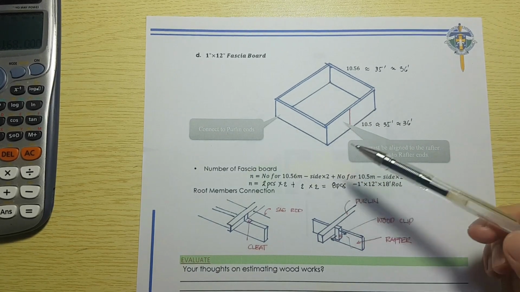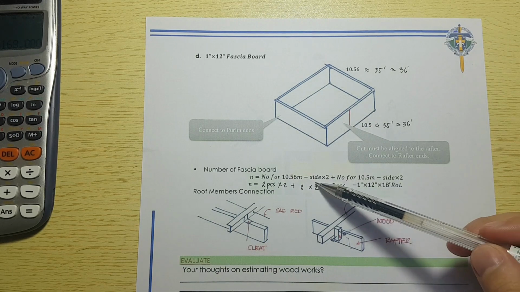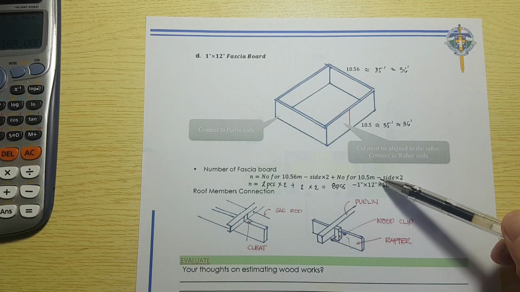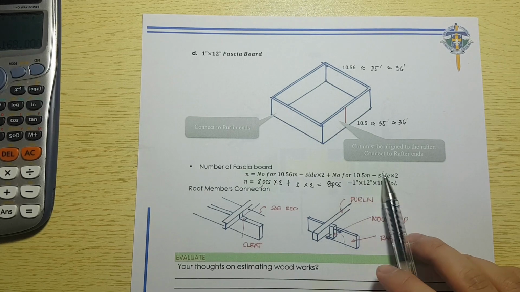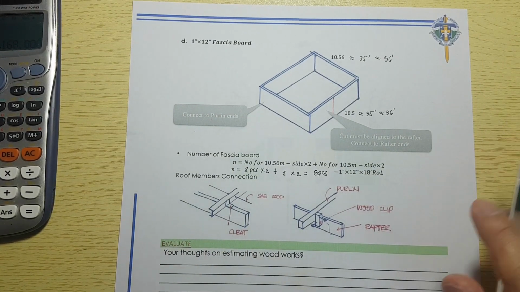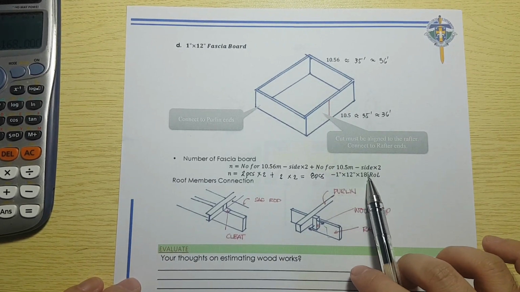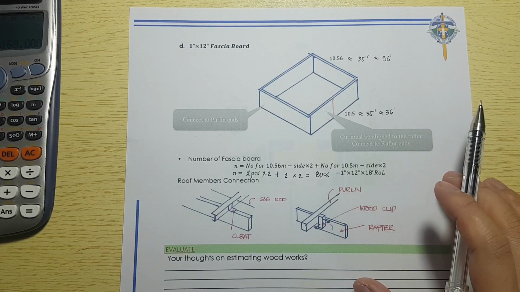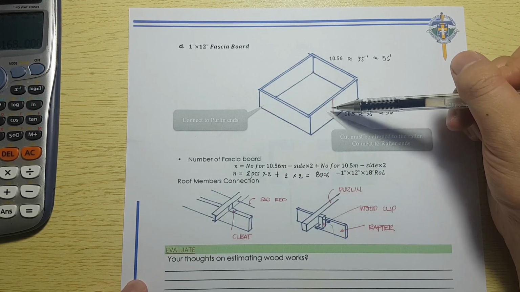Wait, saan to nanggaling? Number of 10 times 2 side. Times 2 side. It should not be minus. It should be times 2 side. Okay? No. 10.5 meter side. 10.56 meter side. Okay? So, for here, ang bibilhin natin is 8 pieces of 1 inch by 12 inch by 18 feet rough lumber. Now, for this one, we are not going to have any splice block because we are going to nail this part.